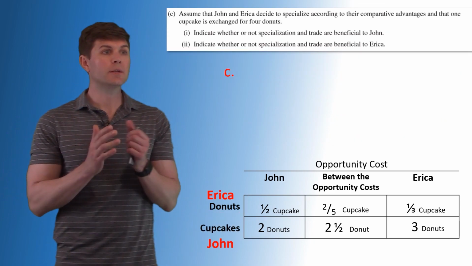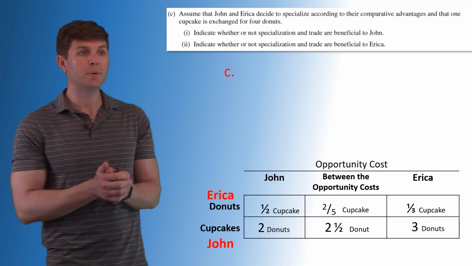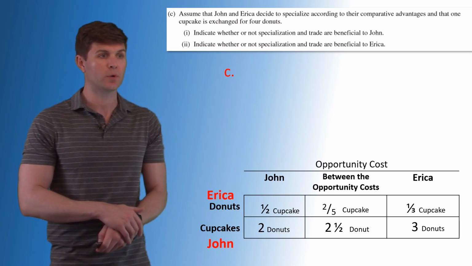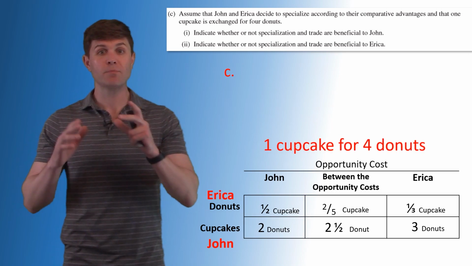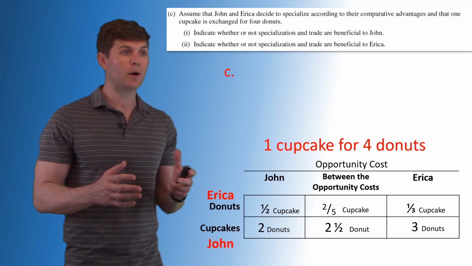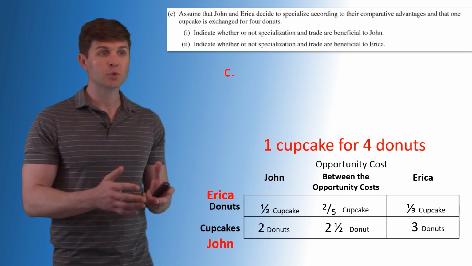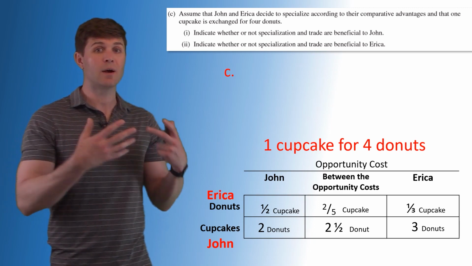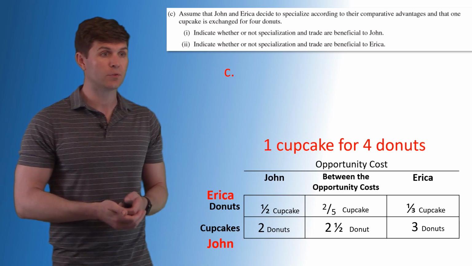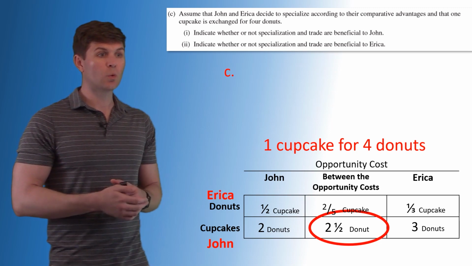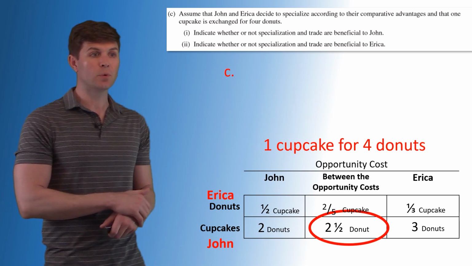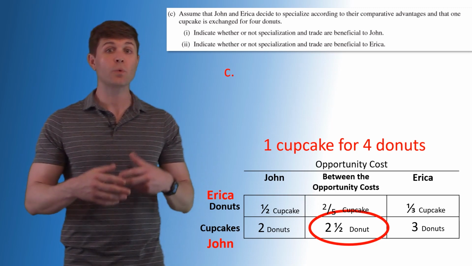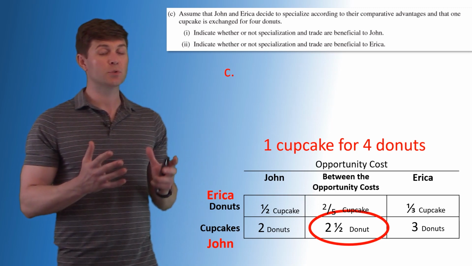Part C, assume that John and Erica decide to specialize according to their comparative advantages and that 1 cupcake is exchanged for 4 donuts. So 1 cupcake for 4 donuts. What we need to figure out is, is this going to be beneficial to John and is it going to be beneficial to Erica? How is each of these guys going to respond to these terms of trade? So first off, let's take a look. 1 cupcake in exchange for 2.5 donuts is the terms of trade. Anything greater than 2 but less than 3 would fulfill mutually beneficial terms of trade.